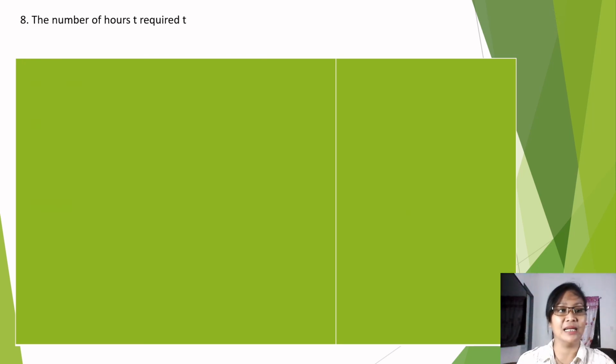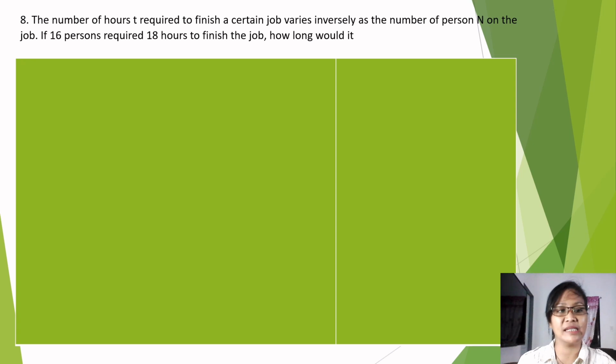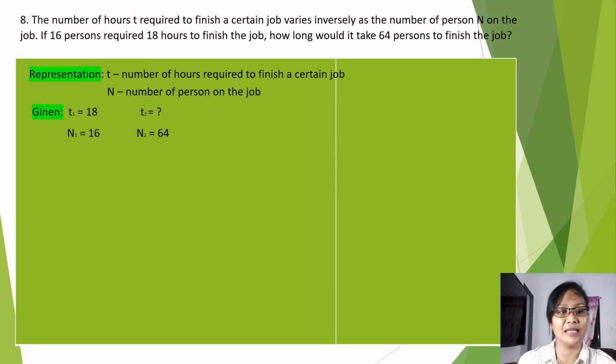Example number 8. The number of hours T required to finish a certain job varies inversely as the number of persons N on the job. If 16 persons required 18 hours to finish the job, how long would it take 64 persons to finish the job? Representation: T, number of hours required to finish a certain job, and N, number of persons on the job. For our given, T sub 1 is equal to 18 and T sub 2 is the unknown. And for our N sub 1, 16, N sub 2 is 64.